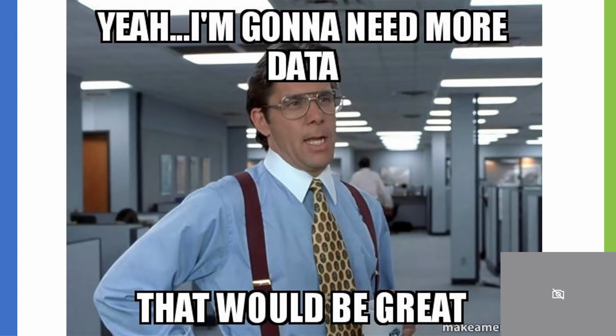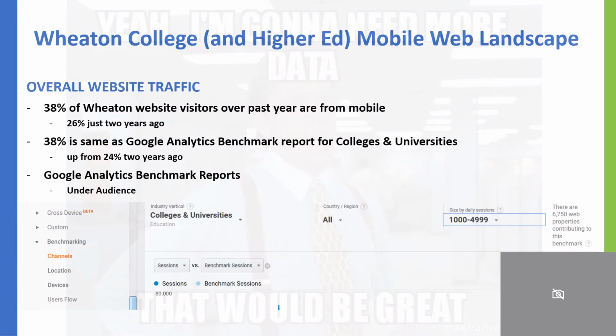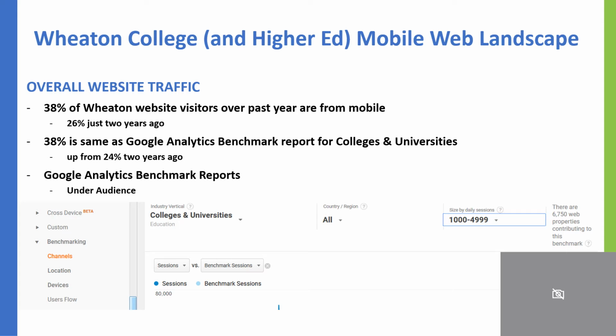Now, the second most important thing after doing an audit, in my perspective, is trying to understand the data of how your channels are being engaged with. So one of the first things I try to measure year over year, is how our mobile traffic is increasing, and it is at our institution as it is at most colleges and universities. So this past year, 38% of our website visitors were from mobile, which is up from 26% just 2 years ago.